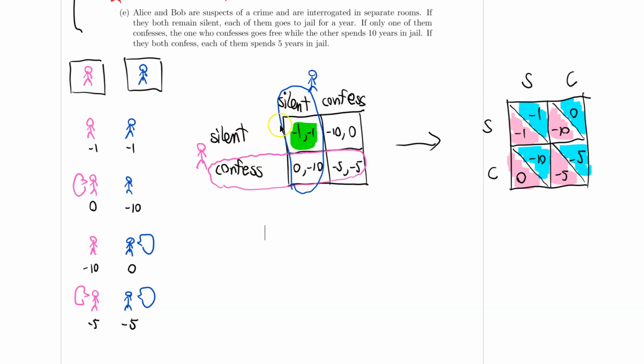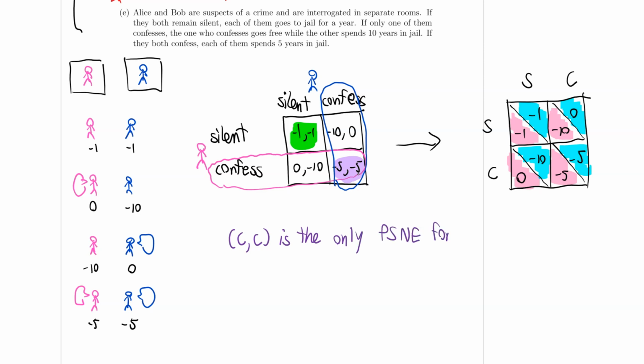On the other hand, Bob can see this, and he reasons with himself: wait a minute, if Alice is going to confess, then I'm going to jail for 10 years. That sucks. Maybe I should also confess, because instead of going to jail for 10 years, I'll go to jail for 5 years. And this, indeed, is the only pure strategy Nash equilibrium for the Prisoner's Dilemma.